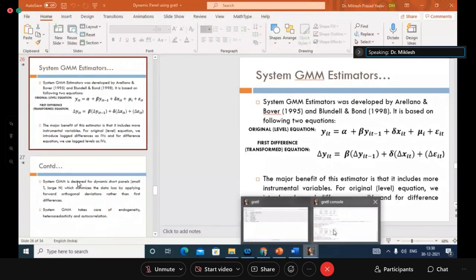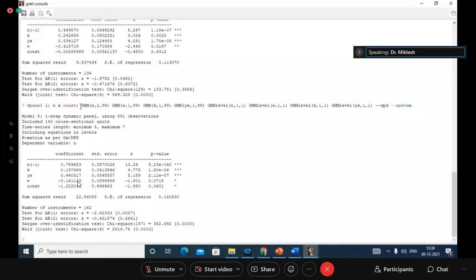The same thing we have shown here. Earlier, up to these variables were instruments, but I have also added here the instrument of level. This gives you a more robust result, and after that I have added here system. I hope this is fine, dear participants. Is this fine or not?